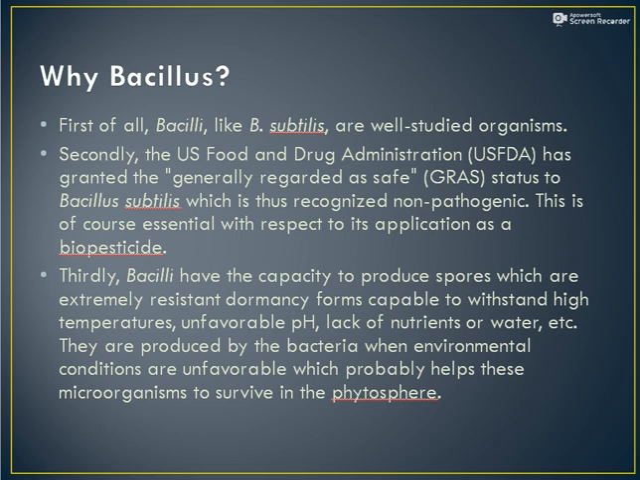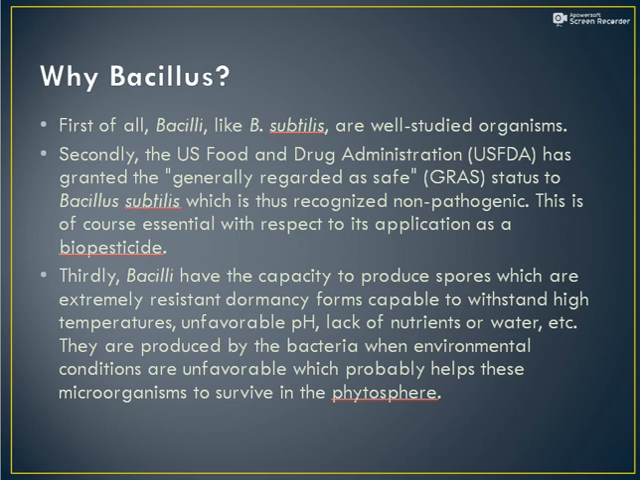Non-pathogenic. Now, in the case of Bacillus subtilis, it is non-pathogenic and hence it is referred to as generally regarded as safe. Another feature which enables Bacillus to be an effective biopesticide is that it produces spores, which are highly resistant dormancy forms. It is capable of forming spores even at high temperatures, unfavorable pH, and the lack of nutrients or water. So even when the environmental conditions become unfavorable, they can withstand and survive in the phytosphere.